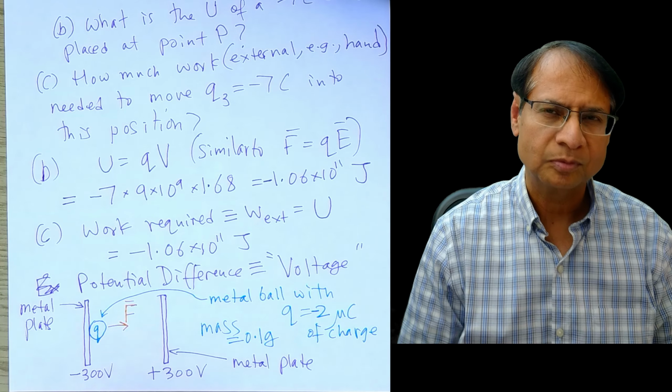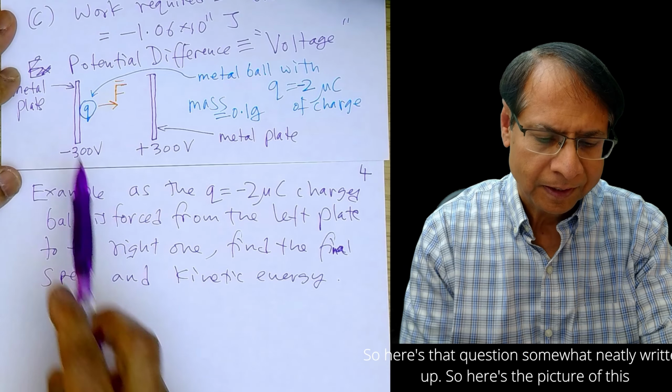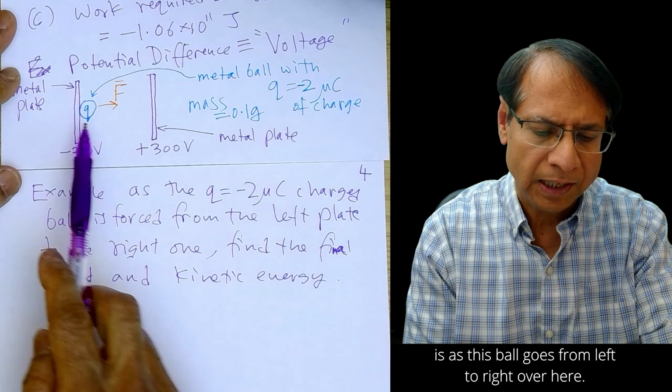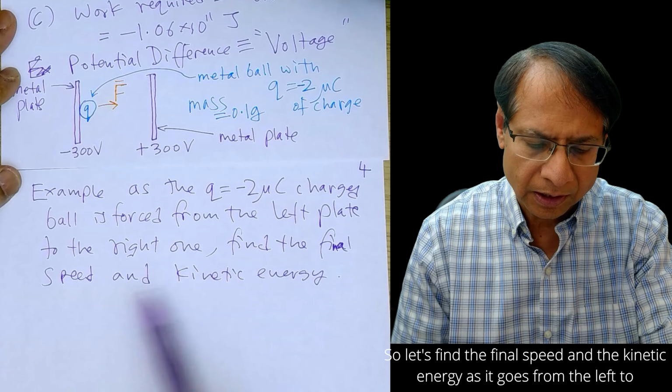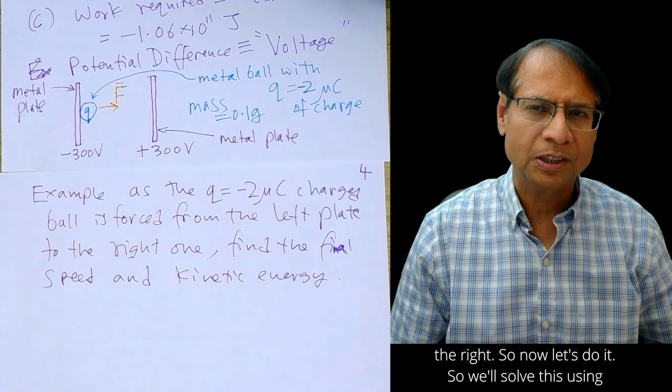So let's find that. So here's that question somewhat neatly written up. So here's the picture of what's going on, and what you're trying to find is, as this ball goes from left to right over here, find the final speed and the kinetic energy as it goes from the left to the right. So now let's do it.